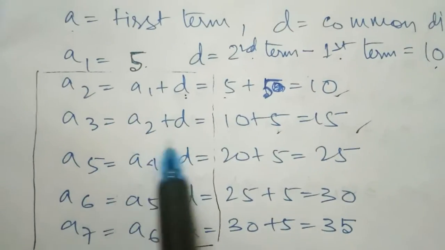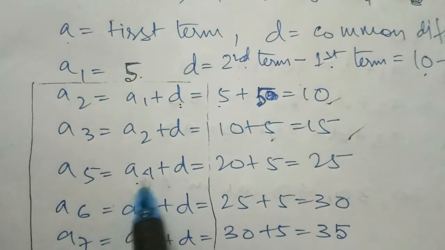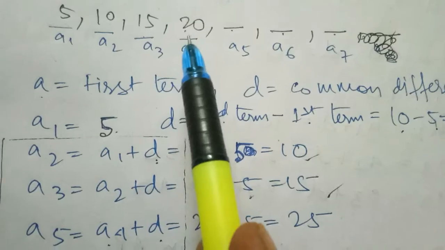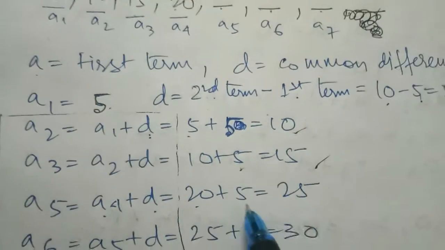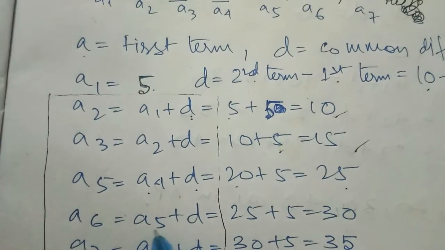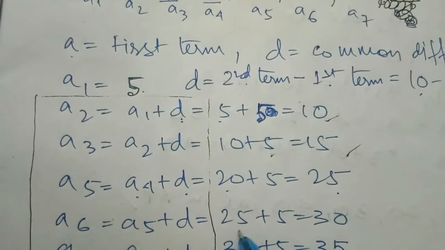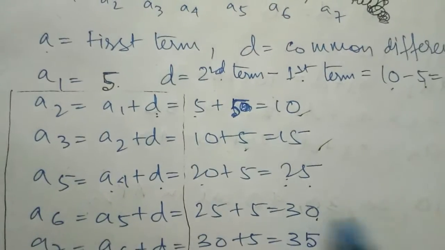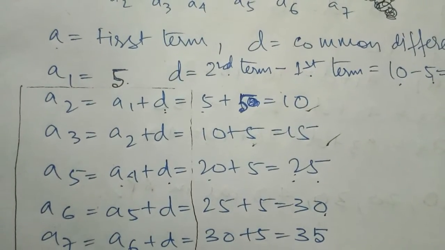Now A4 I have not done, so now it becomes A5. A5 is A4 plus D. A4 is 20, then 20 plus 5 is 25. Now A6 will be A5 plus D. A5 is 25, and 25 plus 5 is 30. Now A7 will be A6 plus D.